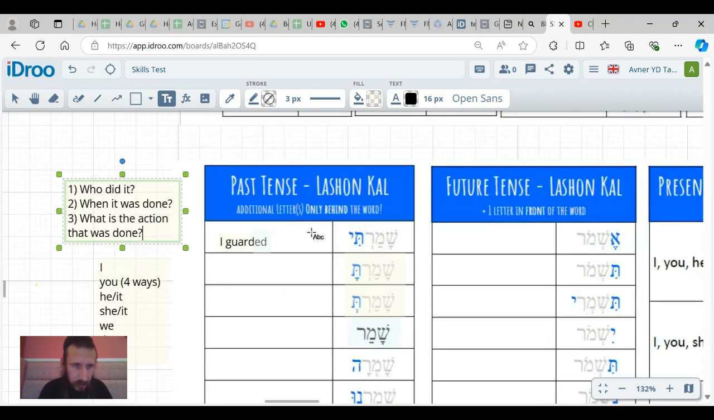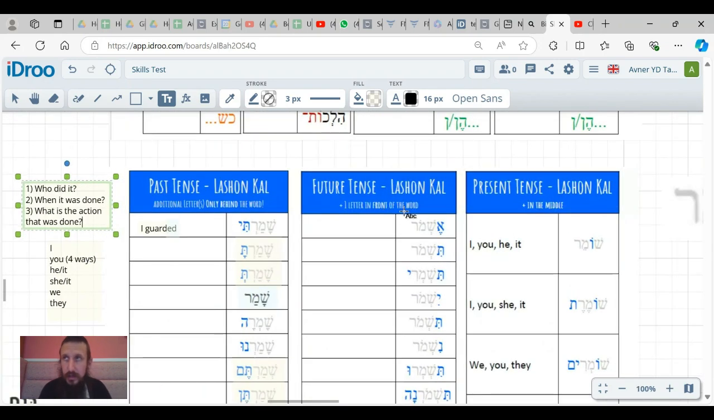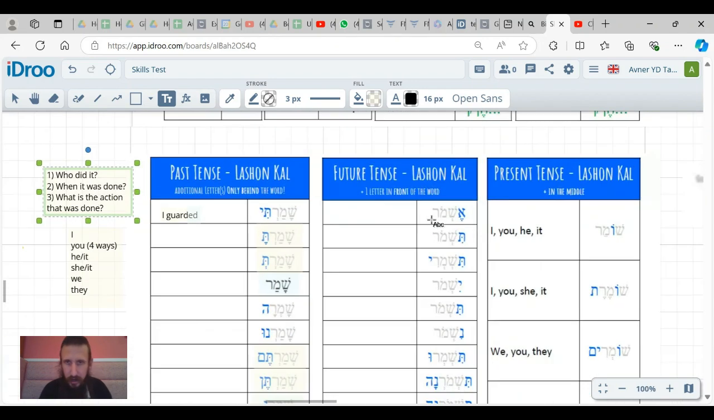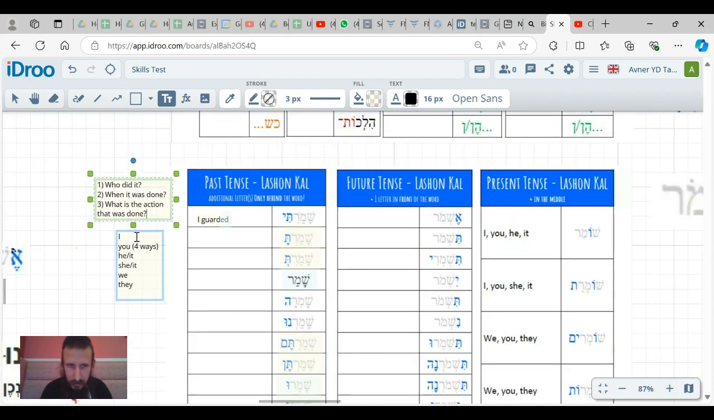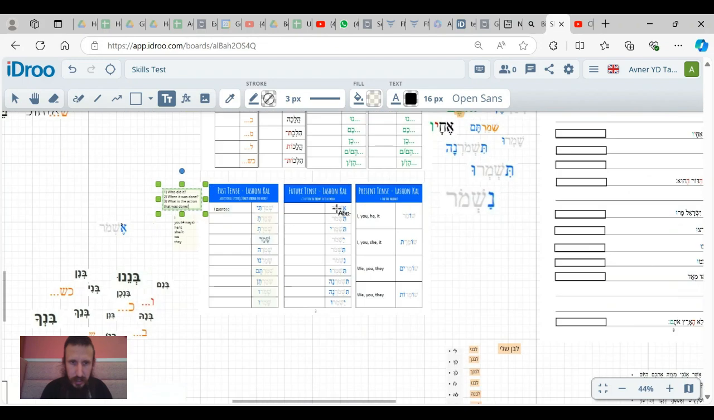In the past, it's normally going to have an added ed to the back. If it's in the future, you would say the words will, would, should, like I will guard, I would guard, I should guard, I shall guard. Those are all languages of future tense. So you have that added word between the pronoun to represent the action happening in the future. Okay. Now, how is it that you tell the difference between the past, the present, and the future?